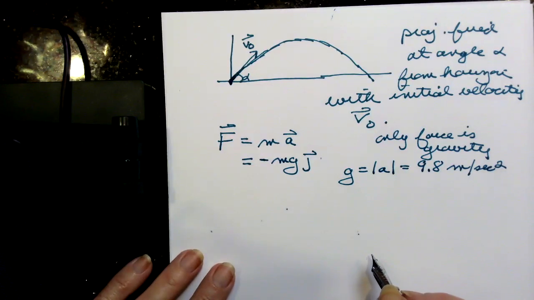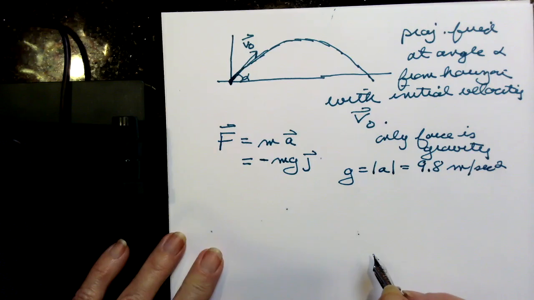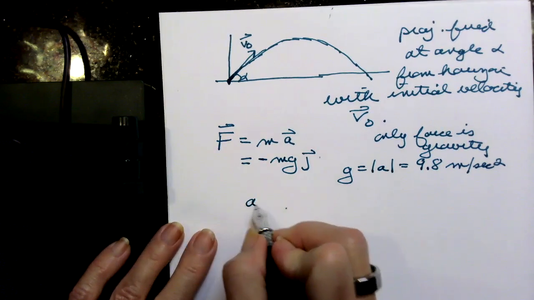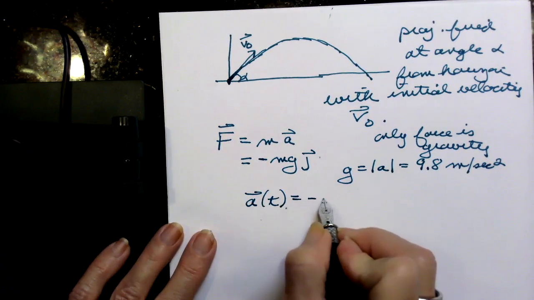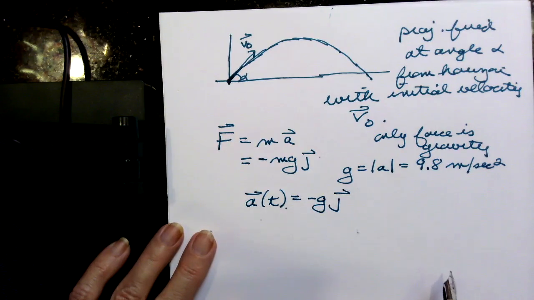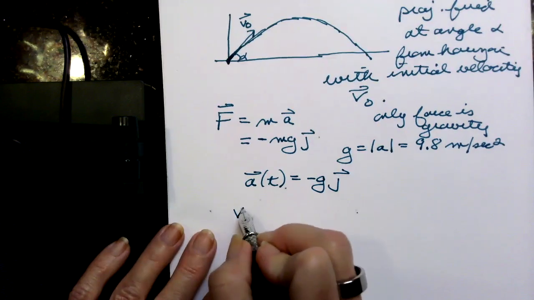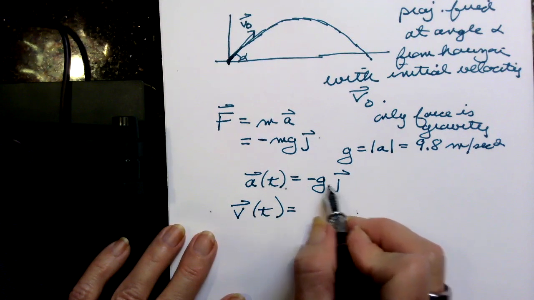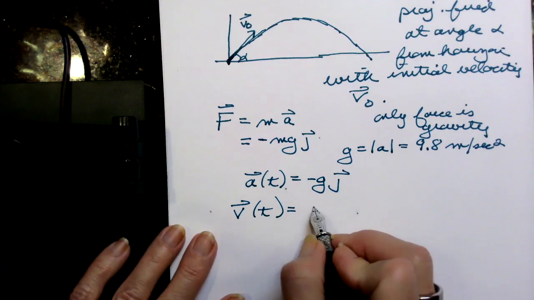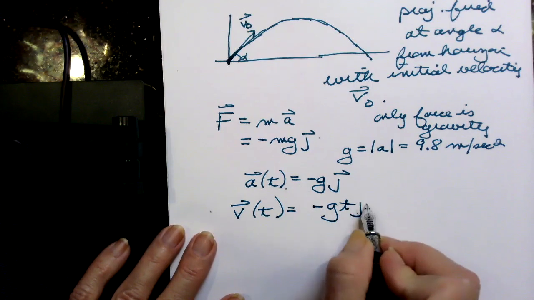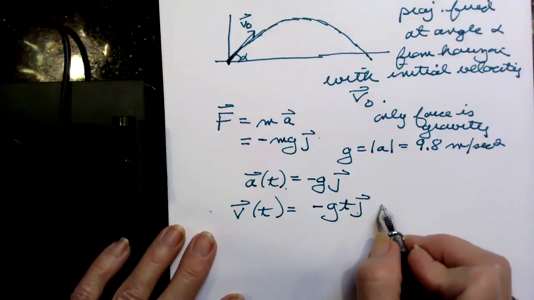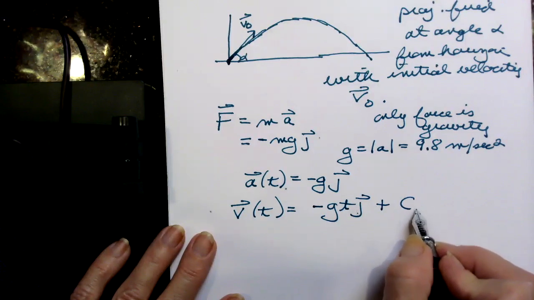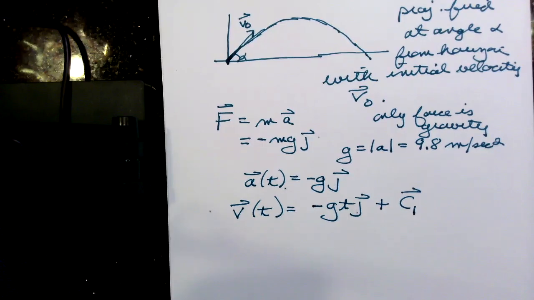So what's the velocity then? The acceleration is only due to gravity, and that is minus g times j. That's the only thing working on that projectile. So what's the velocity then? The velocity is what you get when you integrate the acceleration. So that will give me minus gt times j plus a constant. Let me call it vector c1, because we're going to get two constants in this.